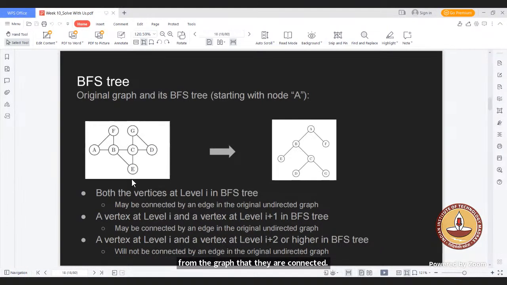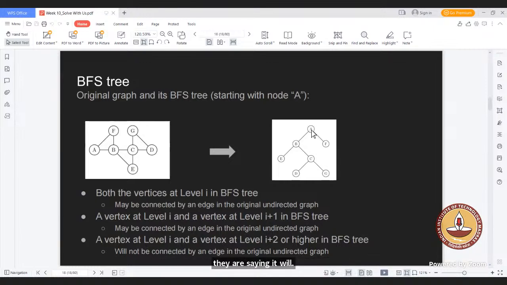So it is not necessarily true. It can be true. Again, I'm just repeating that point. The last point says that a vertex at level I and a vertex at level I plus 2 or higher in the BFS tree will not be connected by an edge in the original undirected graph. So if you take any vertex at level I and then go 2 levels or below that, there won't be any edge between those two.